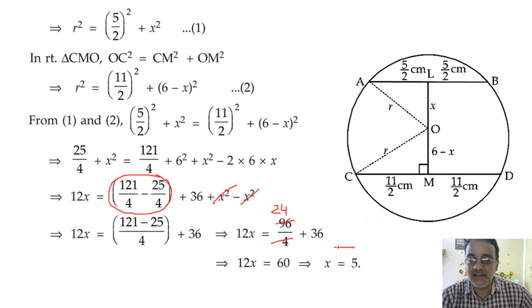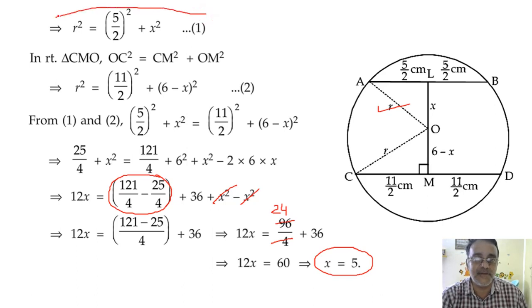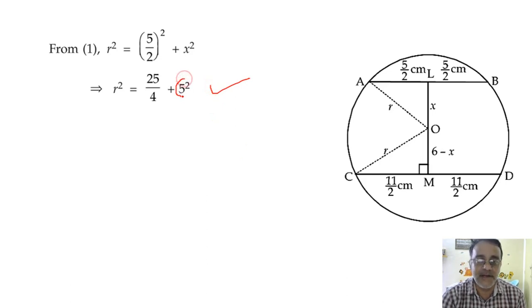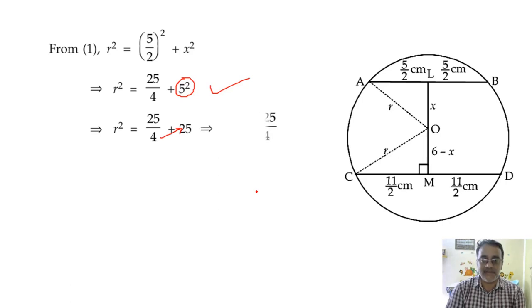So we got the value of x as 5, but actually in the question we need to find the radius. So now we take equation 1 and substitute the value of x in it. Substituting the value of x in equation 1, we will get this step. Any doubt? No, sir. Now this will become 25. Now take LCM. If you take LCM, 25 plus 100 upon 4, that is 125 by 4.